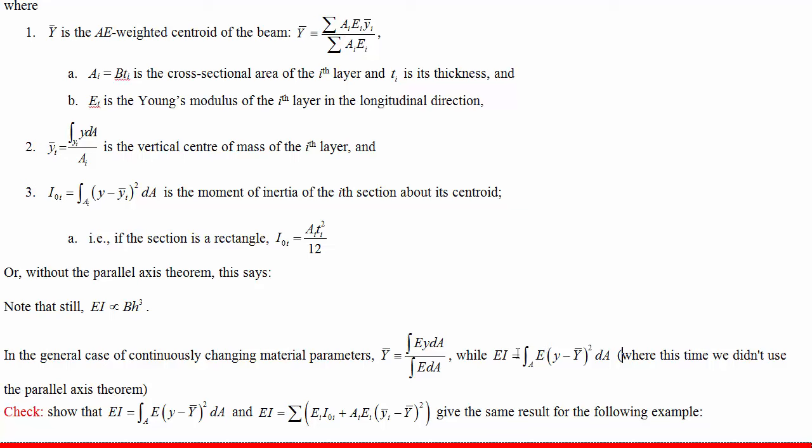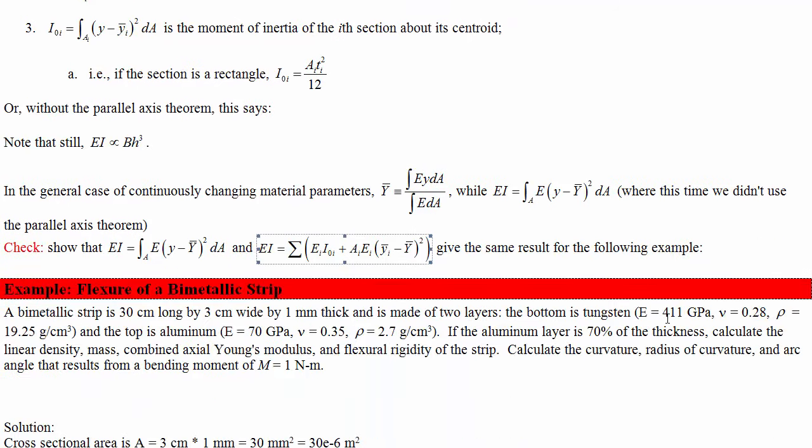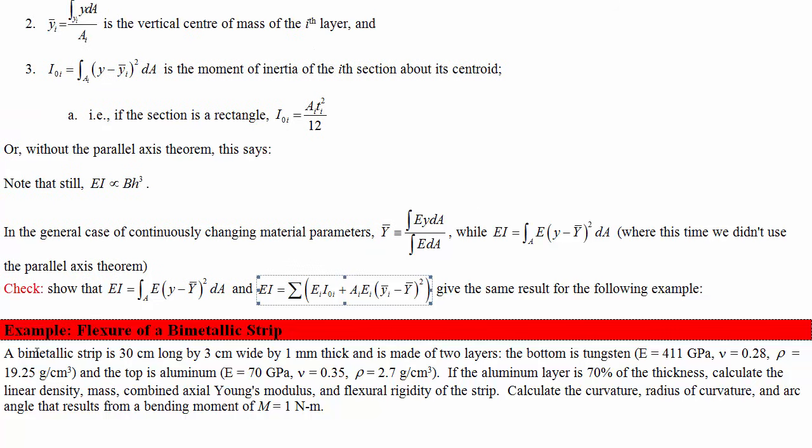All right, we're going to use an example to show that this actually gives the same result as this formula. Flexure of a bimetallic strip. A bimetallic strip is 30 centimeters long, 3 centimeters wide, and 1 millimeter thick, and is made of 2 layers, tungsten and aluminum. If the aluminum layer is 70% of the thickness, calculate the linear density, mass, combined axial Young's modulus, and flexural rigidity of the strip. Then calculate the curvature, radius of curvature, and arc angle that results from a bending moment of 1 Newton meter.